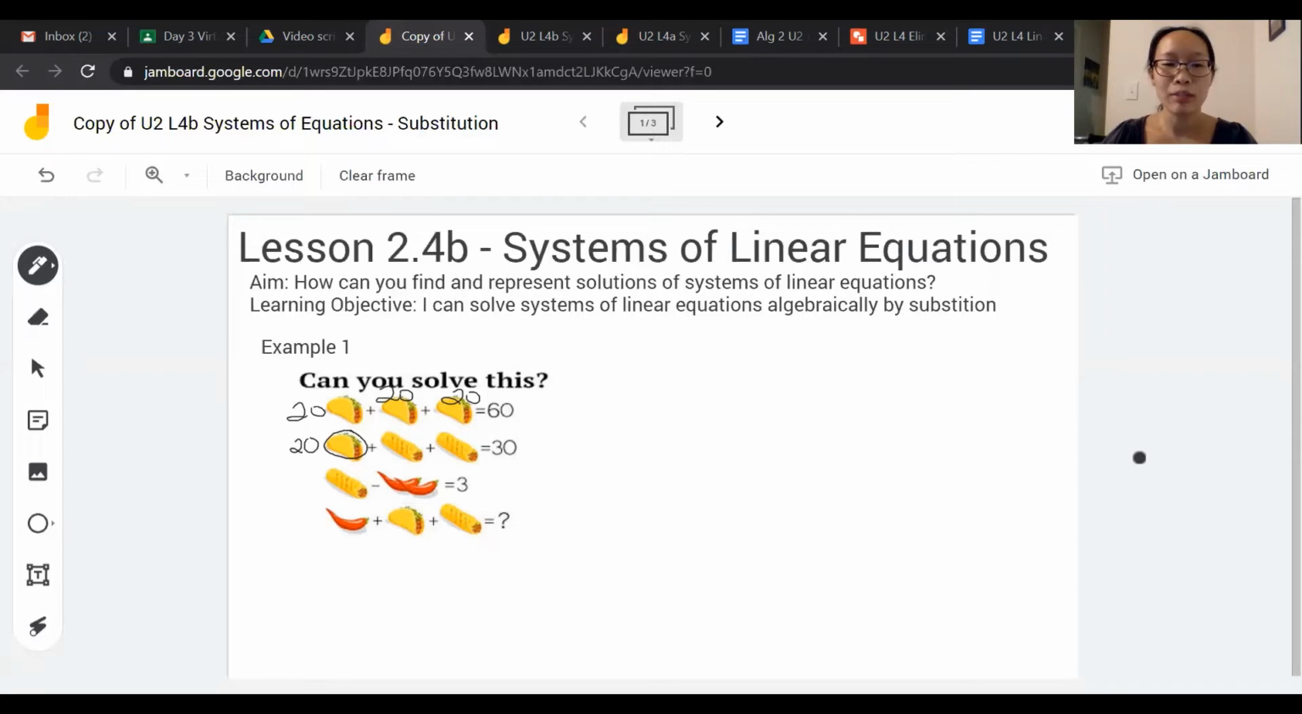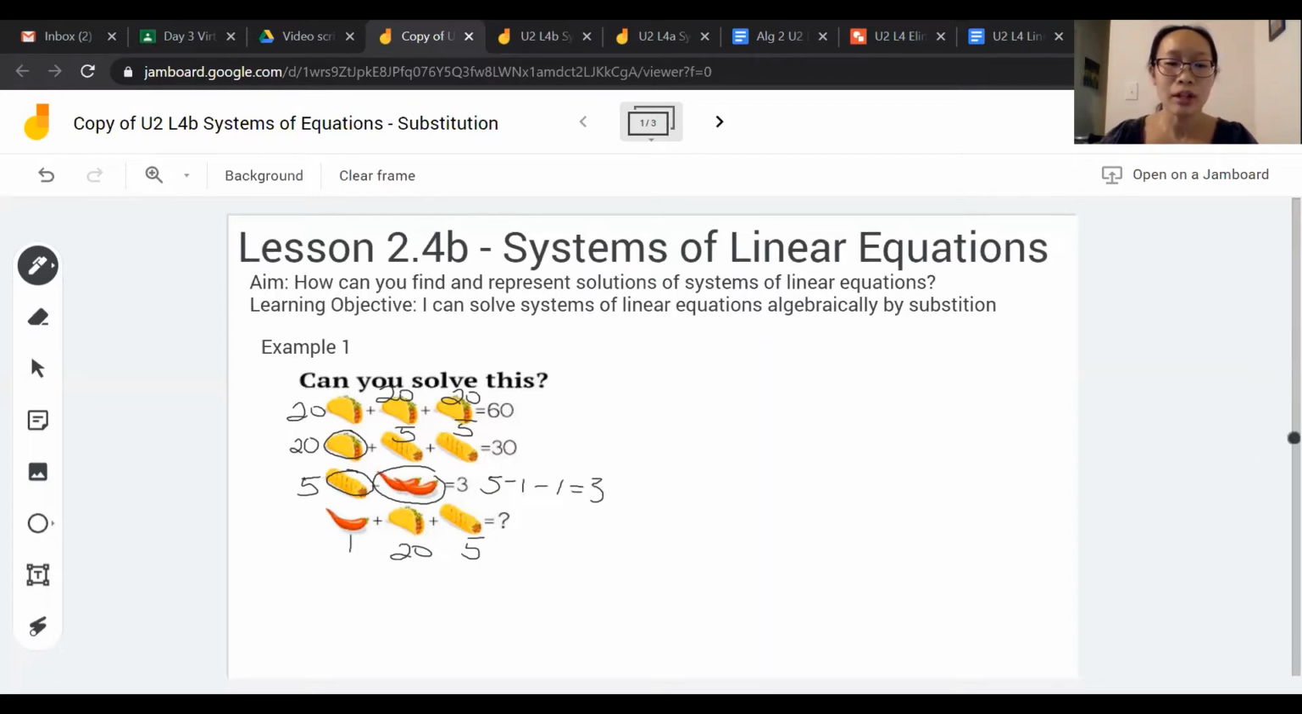We know that 20 plus 2 corn dogs gives us 30, so that means that 2 corn dogs must add up to 10, which means each corn dog should add up to 5, because 20 plus 5 gives us 30. Okay? And then once we know what a corn dog is, we can replace that with the number 5. And then we have 5 minus 2 peppers is equal to 3. Well, that means the 2 peppers have to add up to 2, which means each one is 1, because 5 minus 1 minus 1 is equal to 3.